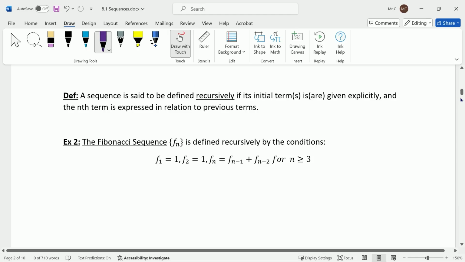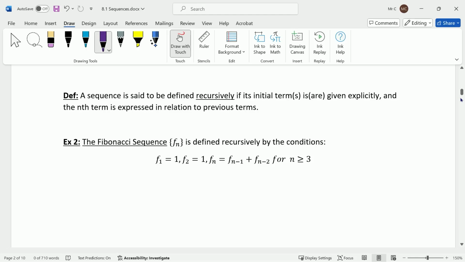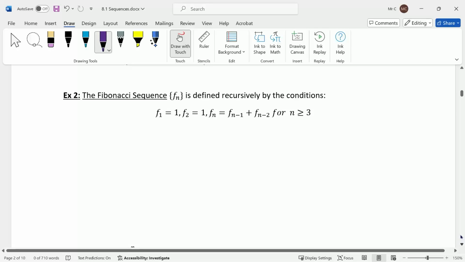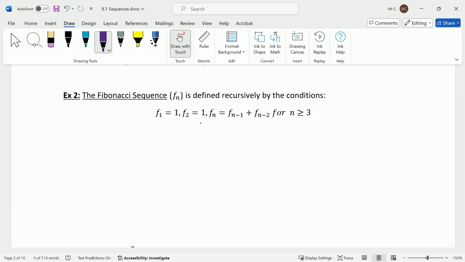All right, so let's move on. Another definition: a sequence is said to be defined recursively if its initial term or terms are given explicitly and the nth term is expressed in relation to previous terms. So we'll just take a look at what the Fibonacci sequence looks like. It's defined recursively by the conditions f sub 1 equals 1, f sub 2 equals 1, f sub n equals f sub n minus 1 plus f sub n minus 2 for all n greater than or equal to 3.